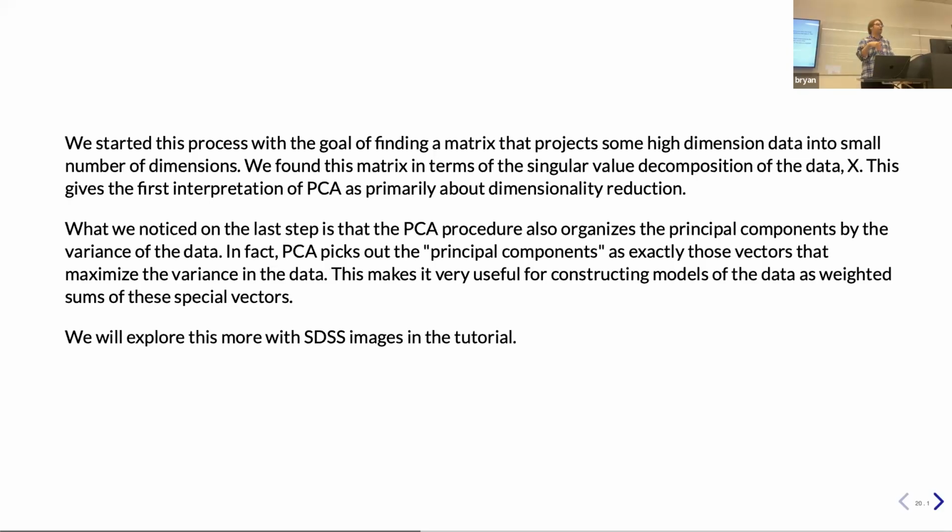What we noticed, though, is that PCA is also picking out certain directions in the data that are variance maximizing. And so we've learned something really cool, and this is the interpretation that I think most astronomers have when they do PCA, the variance-maximizing interpretation. So that's what I'm going to have you work through in the tutorial notebook. You'll decompose SDSS images into the principal components and basically do a kind of feature selection on galaxy images, and then you'll be able to reconstruct the galaxy images.